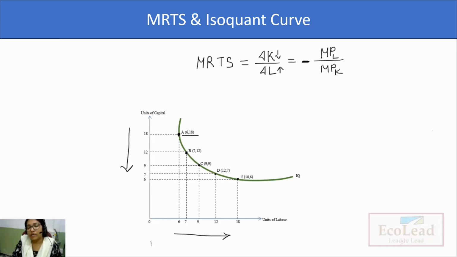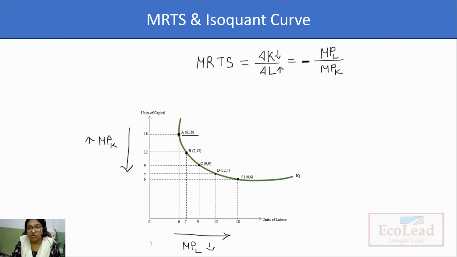So we can also see that when labor units are increasing, definitely the MPL is declining. And when the capital K is decreasing, the MPK is increasing. So there is a negative relationship between these two.